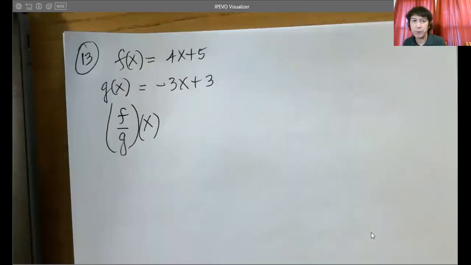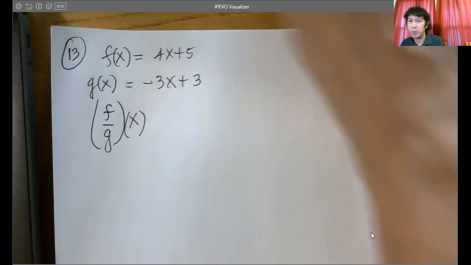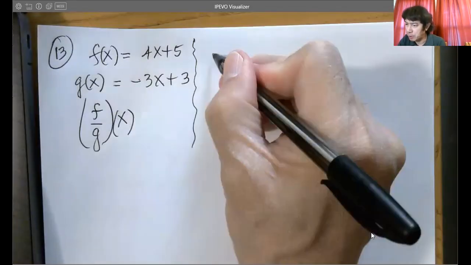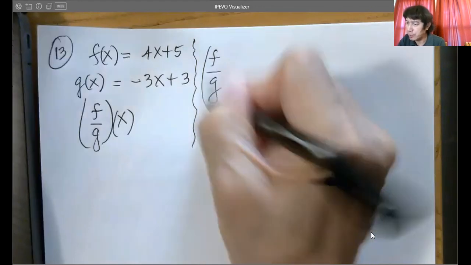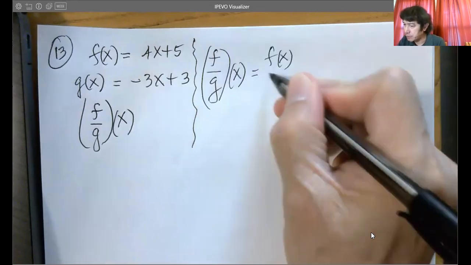Okay, here's number 13. And I'll show you how simple this is going to be. We're asked to get f over g on x. And this means f of x divided by g of x.